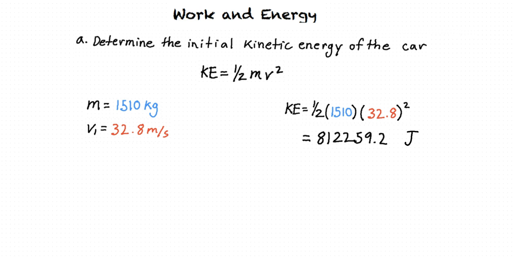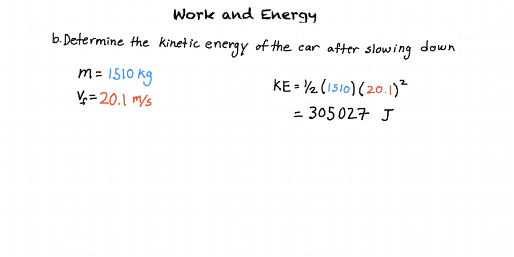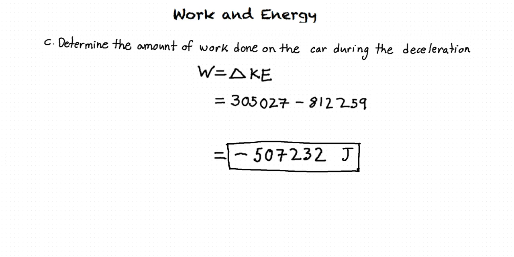Doing so, we find that the initial kinetic energy of the car is 812,259.2 joules. Now for the second part of the problem, we will be using the same equation as the first part of the problem, but we will be using the velocity of the car after it decelerated, 20.1 meters per second. Doing so, we find that the final kinetic energy of the car is 305,027 joules. For the last part of the problem, we will be using the work energy theorem, which states that the work done on an object is equal to the change in kinetic energy. Knowing this, we will subtract the initial kinetic energy from the final kinetic energy of the car. In doing so, we find that the total work done on the car is negative 507,232 joules.